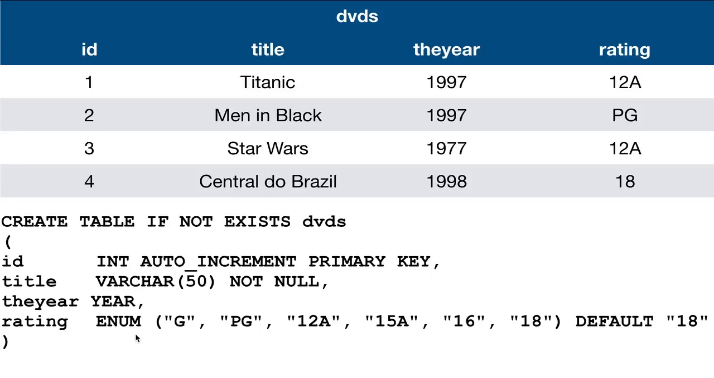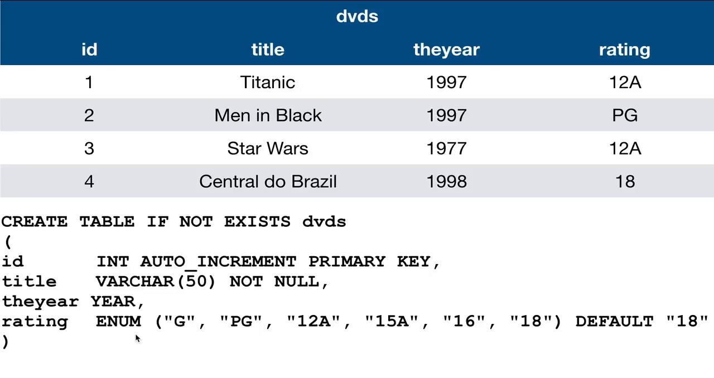Because there's only a fixed number of them. And so they can be stored efficiently because we know there's only 6 possibilities. It's enum rather than set because a movie can't be PG and be 12A. It has to be one of these things.